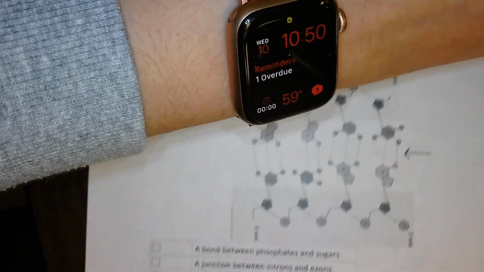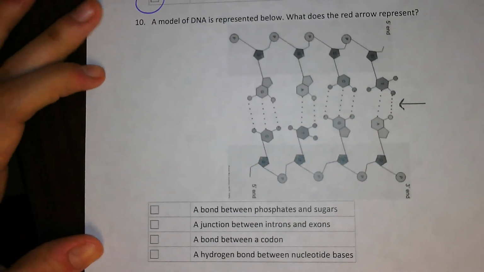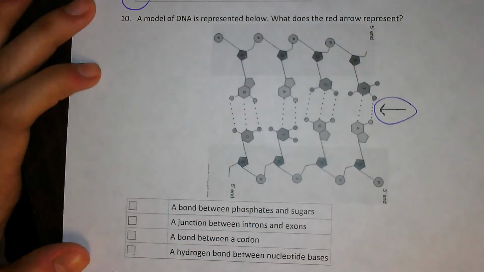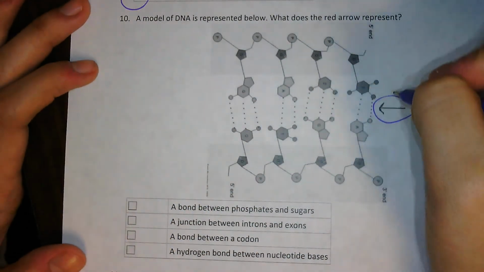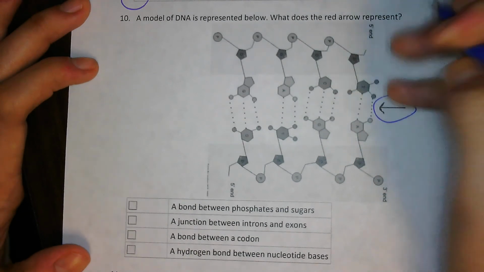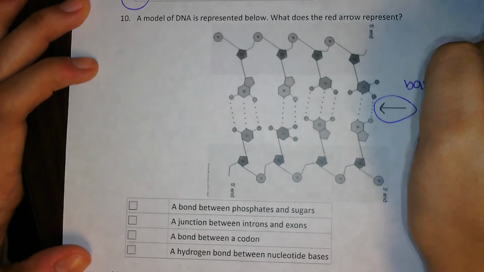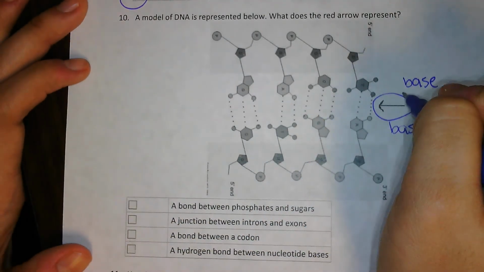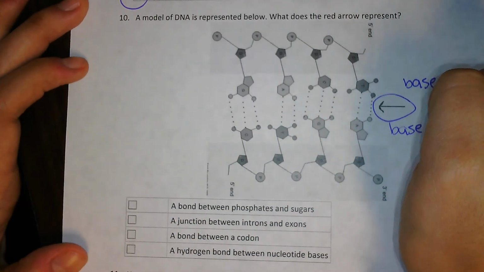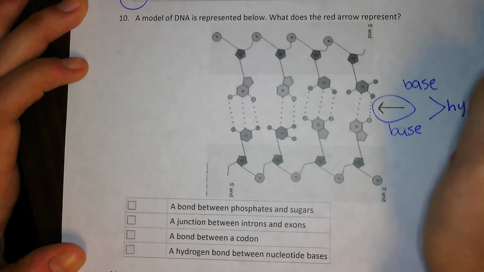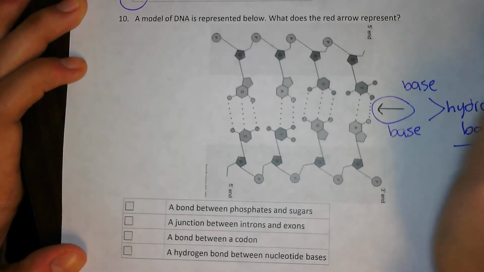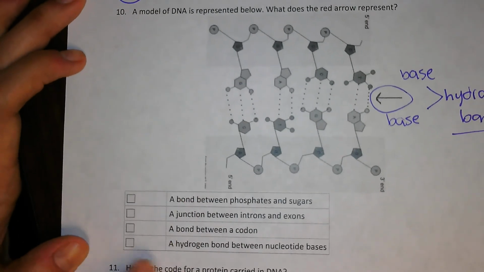All right, number 10. A model of DNA is represented below. What does the red arrow represent? This is the red arrow that they're talking about. I see that the arrow is between the bases. So I have a nitrogenous base here, and I have a nitrogenous base here. I know that this bond is called a hydrogen bond. So I just need to find this in my answer choices.